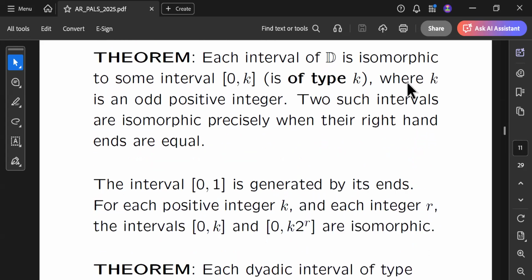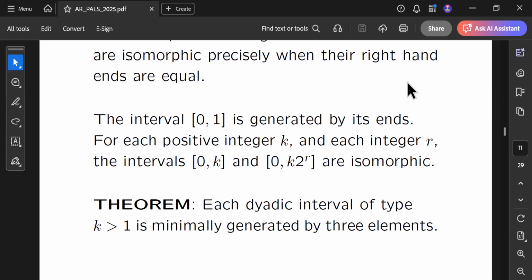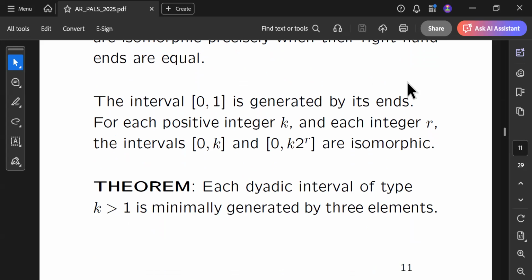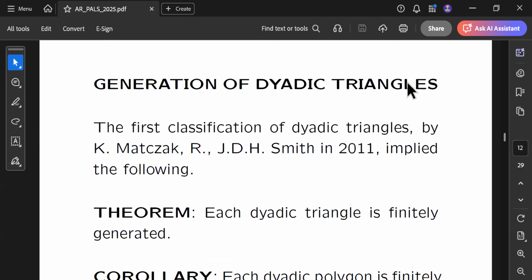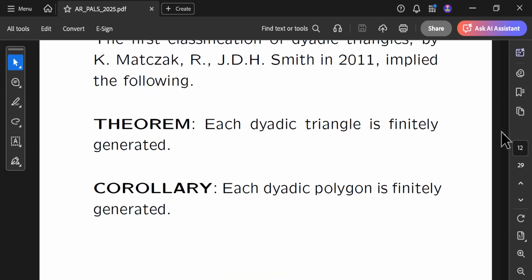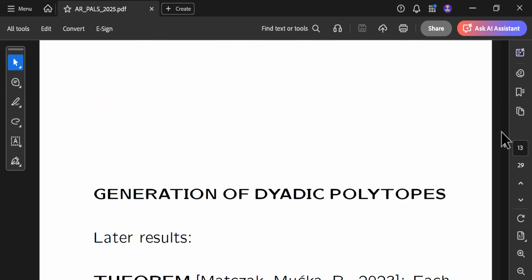In particular, the interval 0, 1 is generated by its ends, and it is isomorphic to the one-dimensional simplex. But if k is bigger than 1, then we need at least 3 elements to generate them. In the same paper, we could show that each dyadic triangle is finitely generated. And as a corollary, we get that each dyadic polygon is finitely generated. And the proof is very combinatorial, considering many different cases.